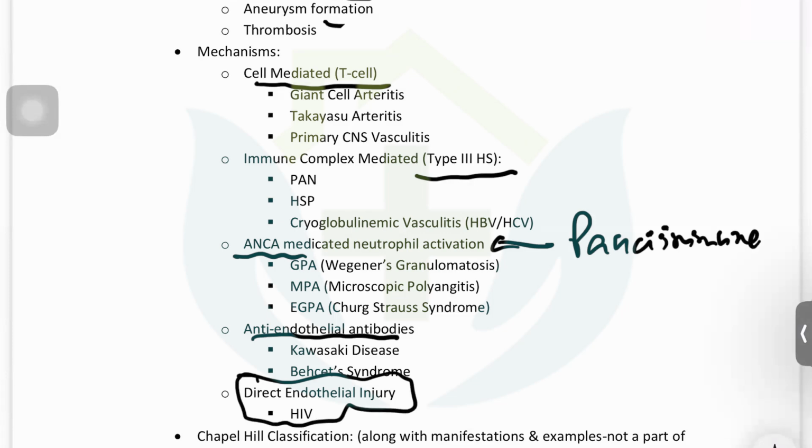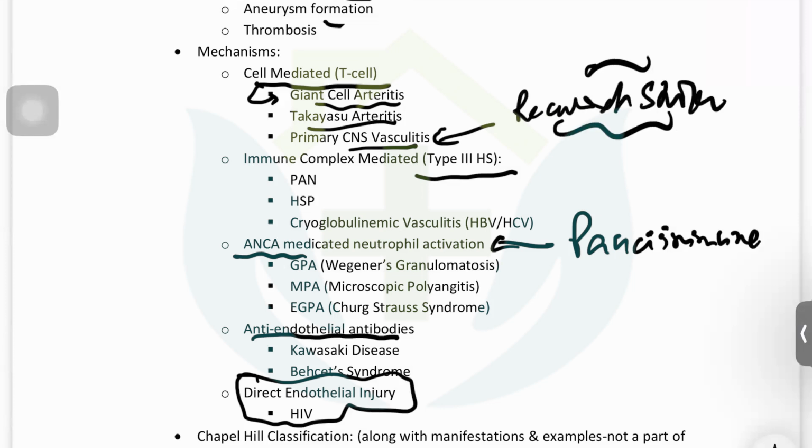So, cell mediated or T cell mediated diseases, they are giant cell arteritis, Takayasu's, or primary CNS vasculitis. Primary CNS vasculitis is characterized by recurrent strokes. Imagine recurrent strokes, and the neurologist is treating these patients with aspirin, with statins, and still these patients continue to have stroke.